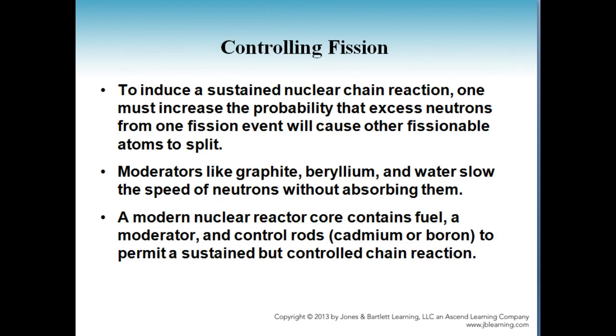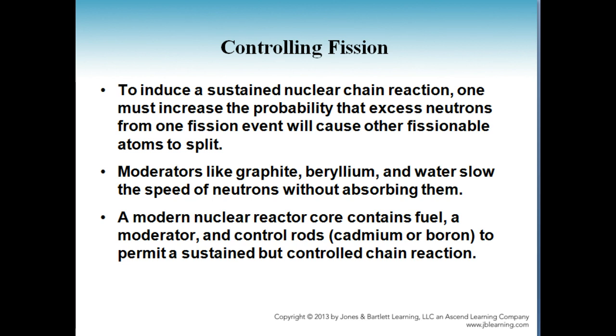To induce a sustained nuclear reaction, or chain reaction, one must increase the probability that excess neutrons from one fission event will cause other fissionable atoms to split. Moderators like graphite, beryllium, and water slow the speed of the neutrons without absorbing them, and this allows them to be at the right speed and energy to cause fission.